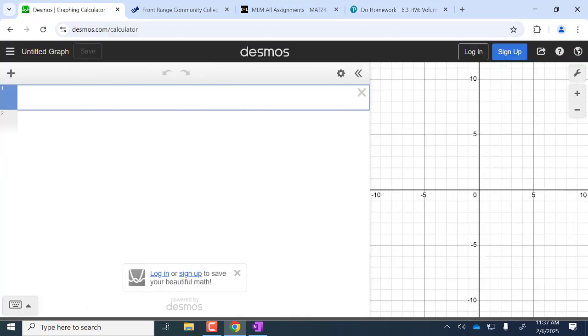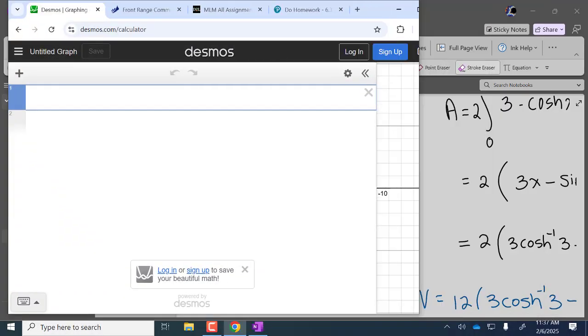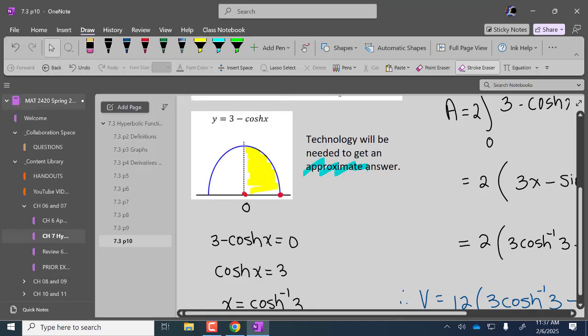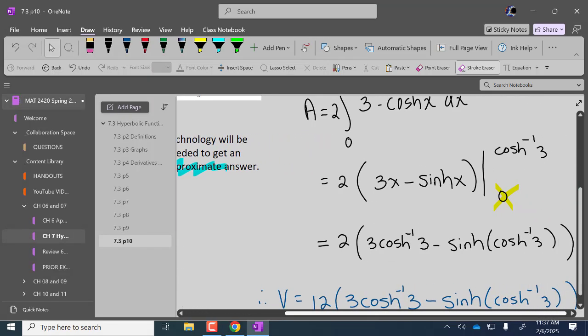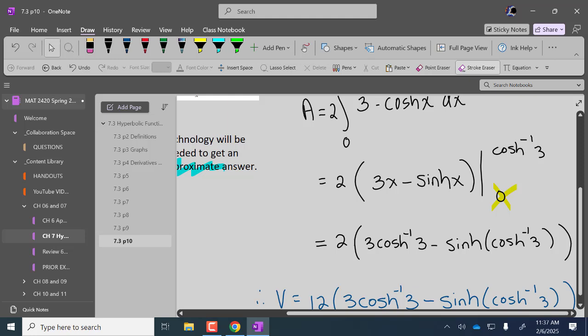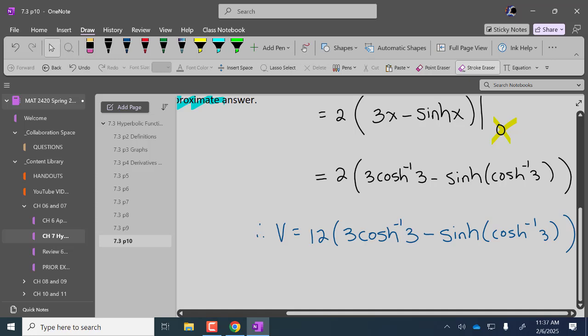So we could just do, whoops, what happened there? Minimize that. In here, we could go 12 and then 3. It should recognize cosh inverse. Cosh inverse of 3. How did that 2 become a 12? Because we multiply by 6 to get from area to volume. So that's 6. Okay, and that was the distance. Yeah, that's the distance, the depth of it.